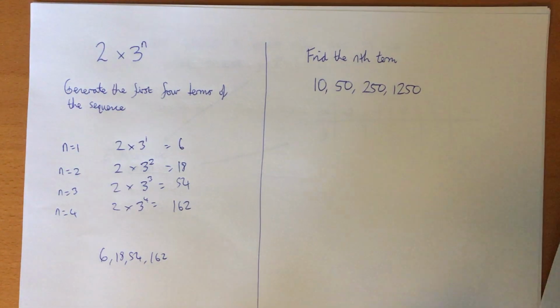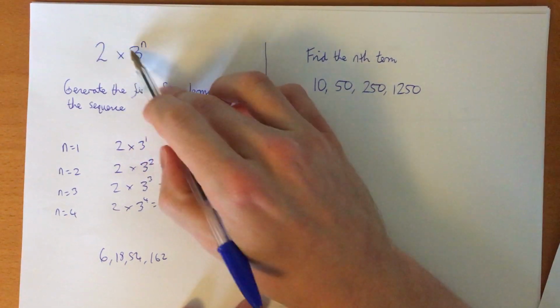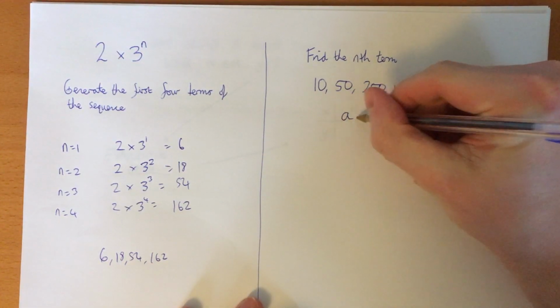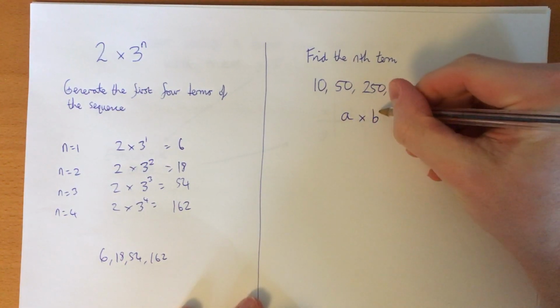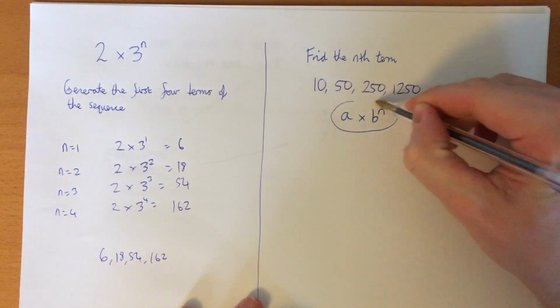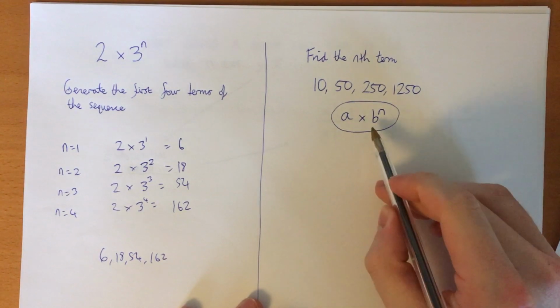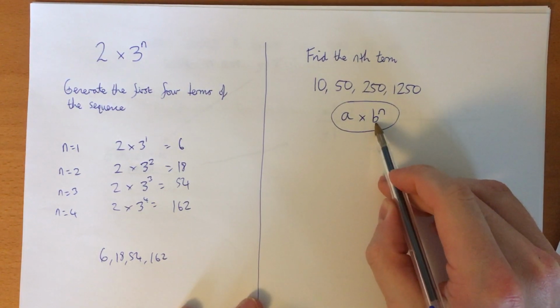So, first step, we know, simply just based, if we look on this side here, that it's going to be in the form a times b to the power of n. It's going to be in that form there. This is what we want, because that's the form of a geometric sequence. Now, A we'll deal with after. B is what we want to concentrate on first.